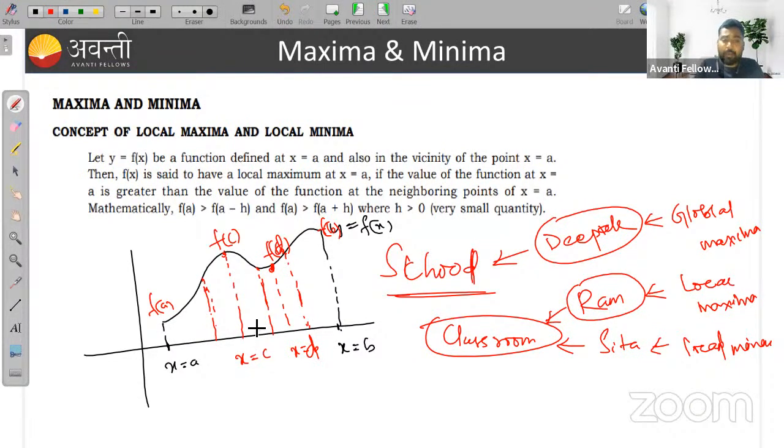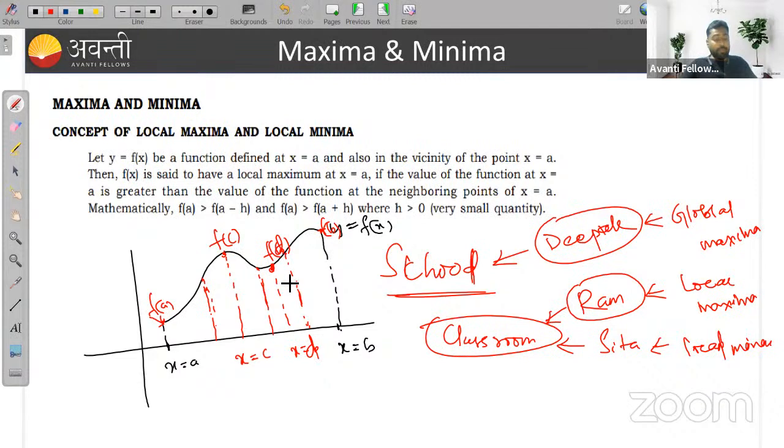Okay, but you can also say, sir, we can consider f of b and f of a also. Yes, you can say, but at x is equal to a, the function is not differentiable. At x is equal to b, the function is not differentiable. We can draw a lot of tangents here, lots of lines. So we cannot say.